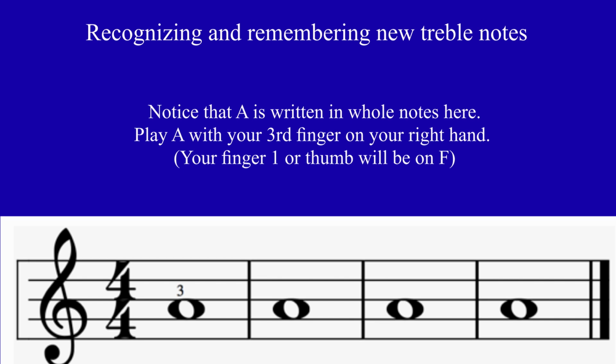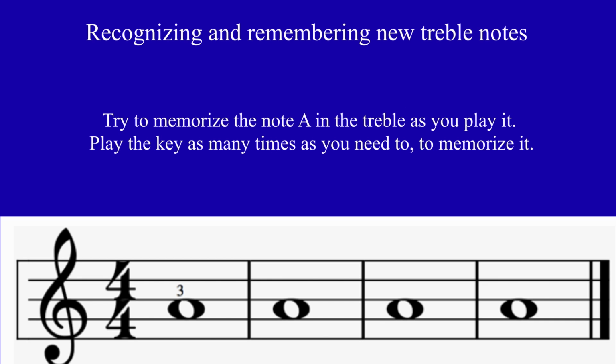Notice that A is written in whole notes here. Play A with your third finger on your right hand. Your finger 1 or thumb will be on F. Try to memorize the note A in the treble as you play it. Play the key as many times as you need to memorize it.